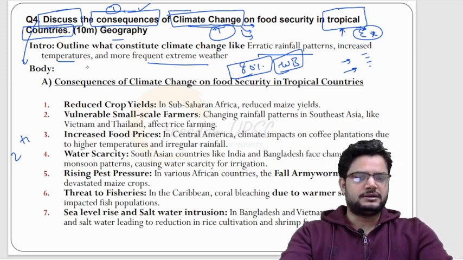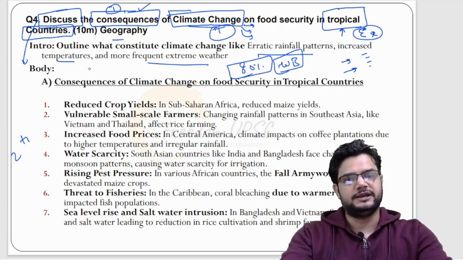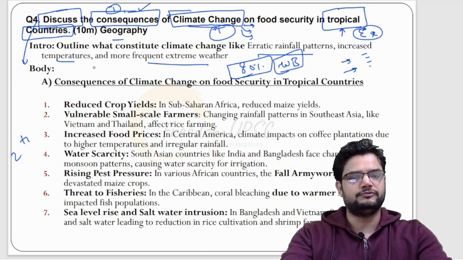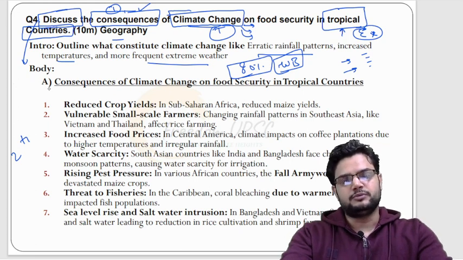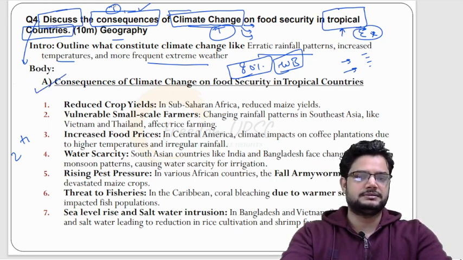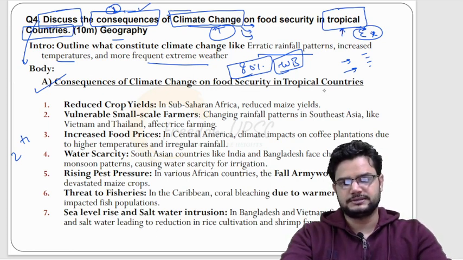You can give a fact or an example, or you can just define what climate change is, and you can just say what the tropical countries are in the introduction. So there are many ways to write this particular introduction. Coming to the body part, the first part, as suggested in the question, is the consequences of climate change on food security in tropical countries.